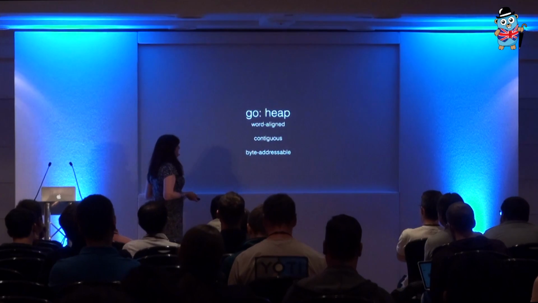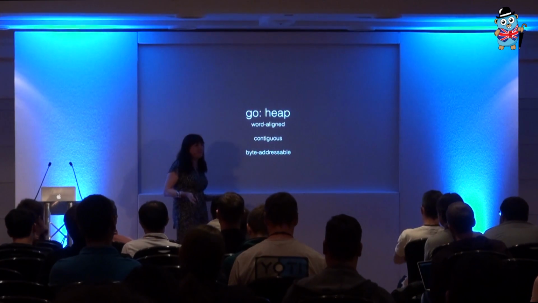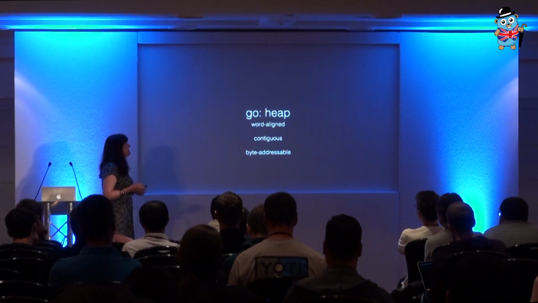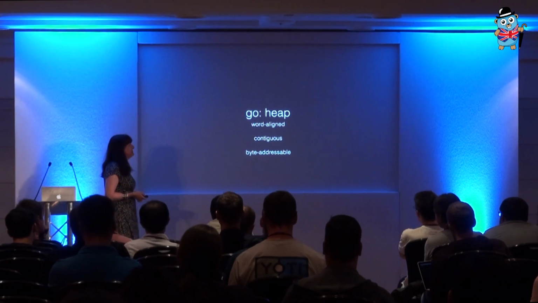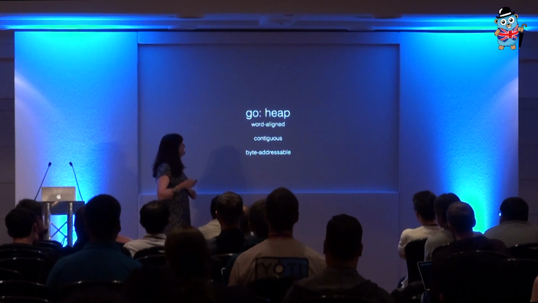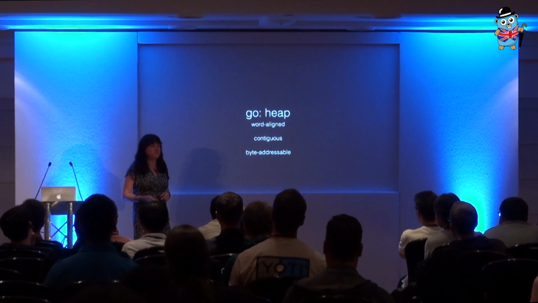So we're going to start off with something that's a very simple bit of code. It does use reflection. It does use unsafe. And basically, we're just going to create a heap. So for our purposes, a heap is a chunk of memory that's contiguous, it's word-aligned, and it's byte-addressable.